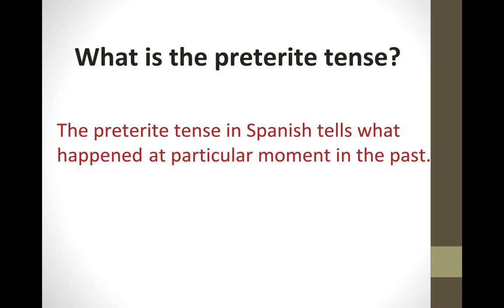For example, you might say, I woke up at 6 o'clock this morning. Or I ate breakfast in the kitchen and then I left for school at 7 o'clock. All of those sentences would be in the past tense and would require us to use the preterite.